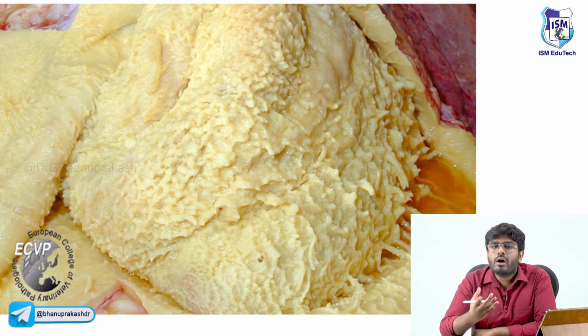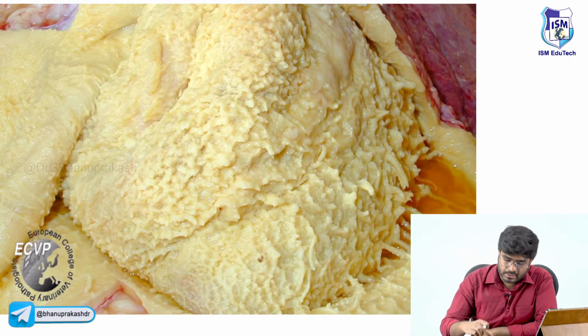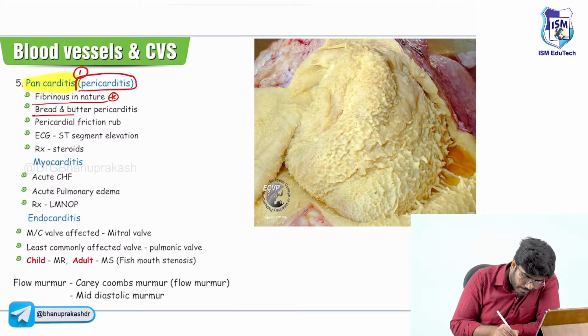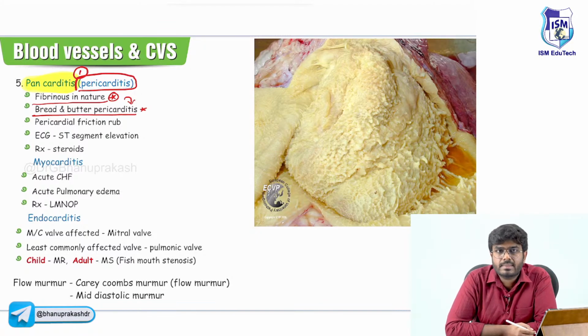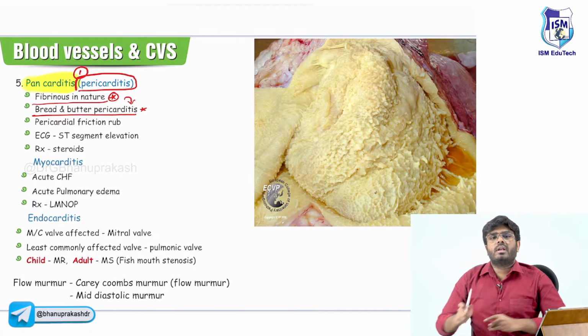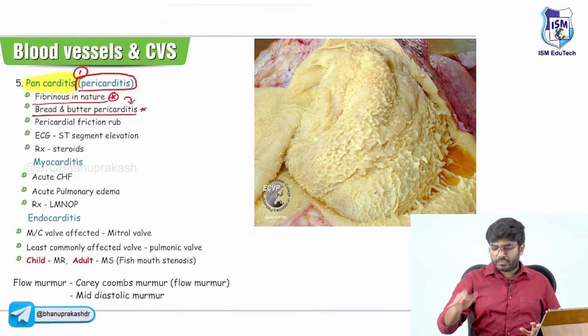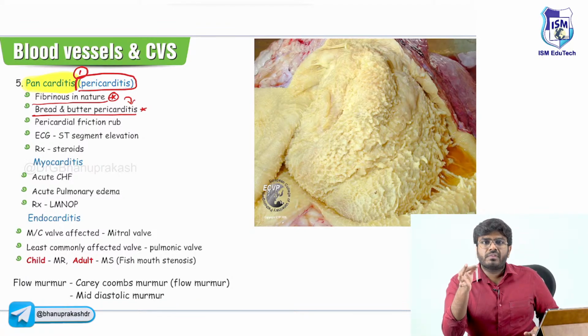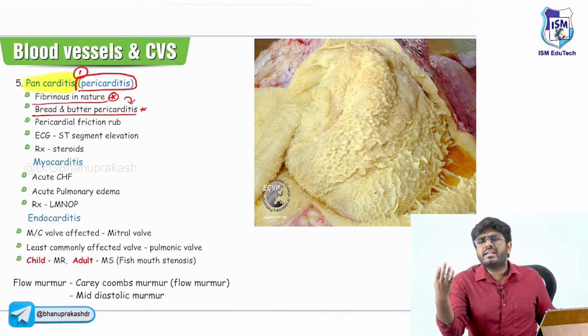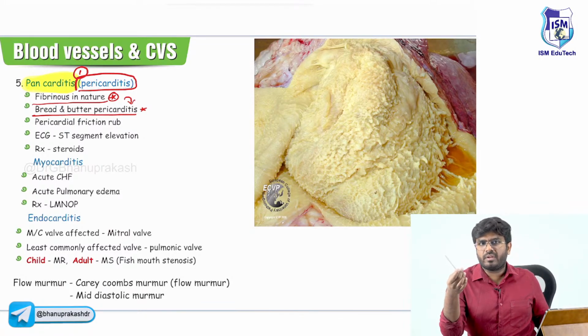Pericardium is affected. How is the pericardium looking? It's looking like bread and butter. So it is bread and butter pericarditis, a type of fibrinous pericarditis. Okay, so now imagine a child is coming to you with a rheumatic heart disease. Now, which part of the heart will be affected? Sir, all three layers can be affected. Endocardium, myocardium, pericardium can be affected.